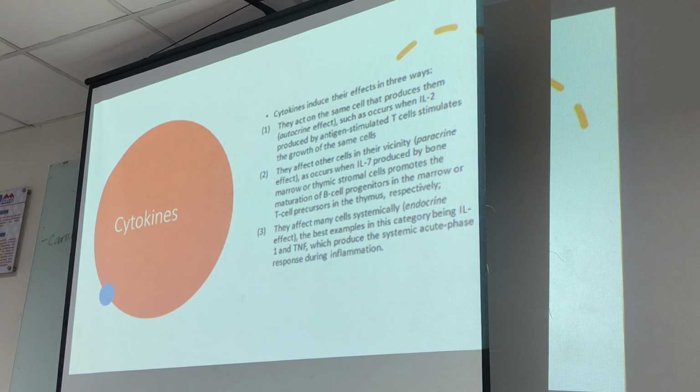As to their effect, signaling pathway, or function, if a cytokine acts on the same cell, it's an autocrine effect. In the vicinity, it's paracrine. Or if it acts systemically or activates other cells farther from where they're secreted, it's an endocrine effect.